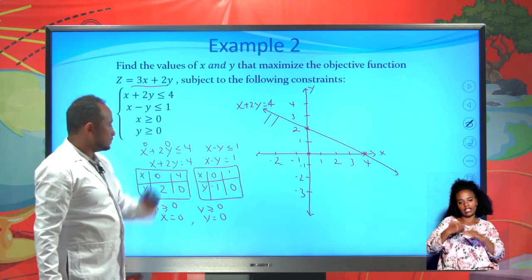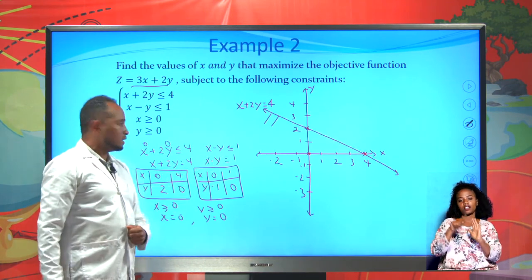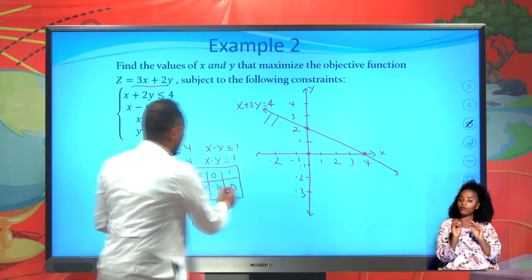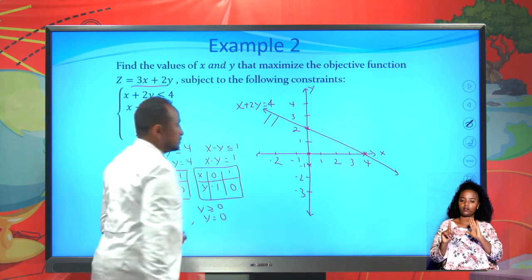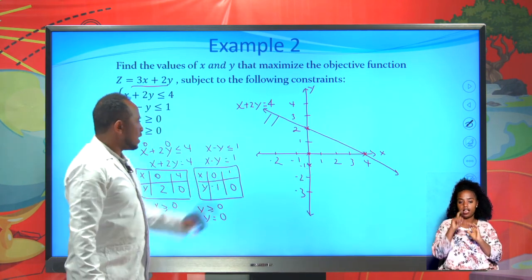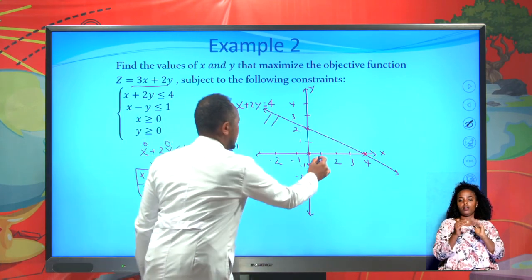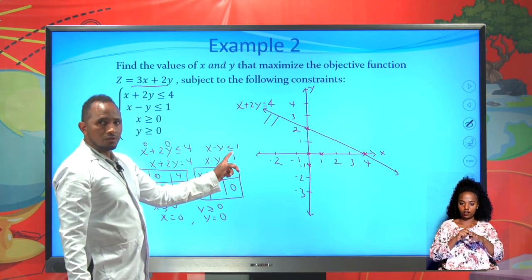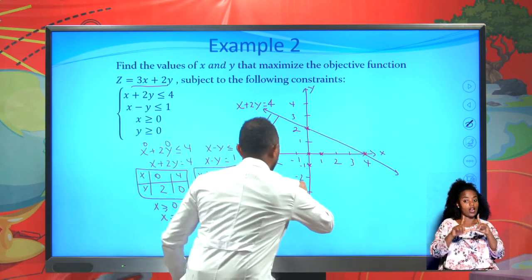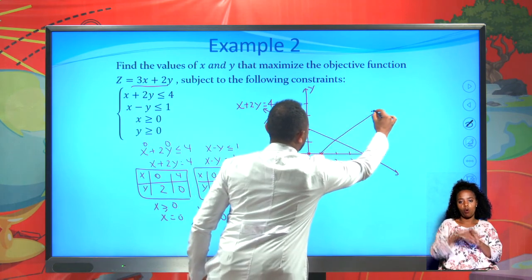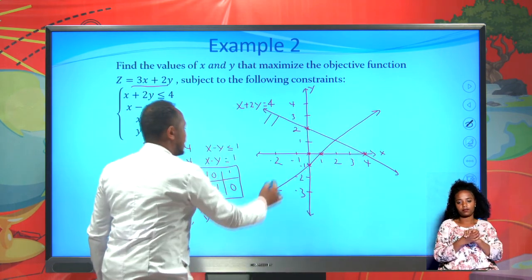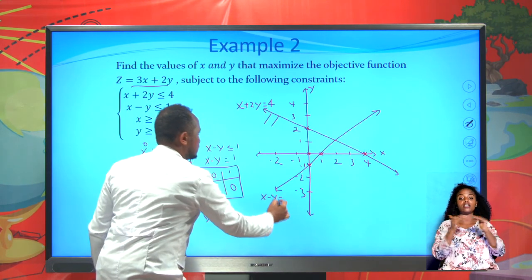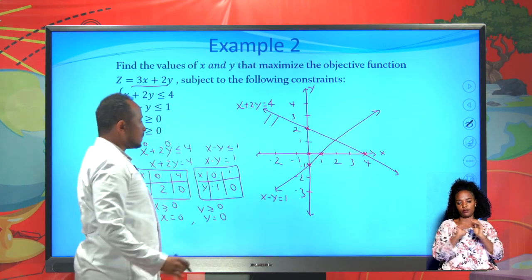Next, let's draw this one. X minus y less than or equal to 1, we have this table. When x is 0, y is minus 1, this point. And when x is 1, y is 0, this point. So the line passes through these two points, and it includes the boundary line. We have this line, x minus y is equal to 1.